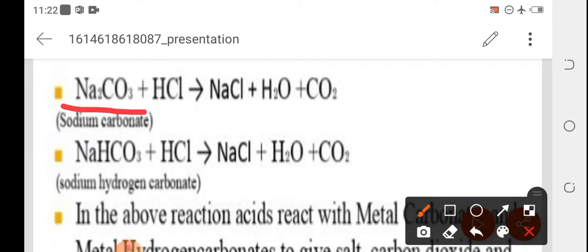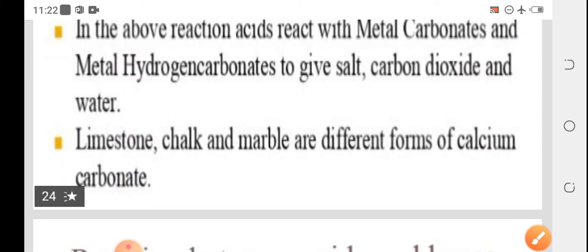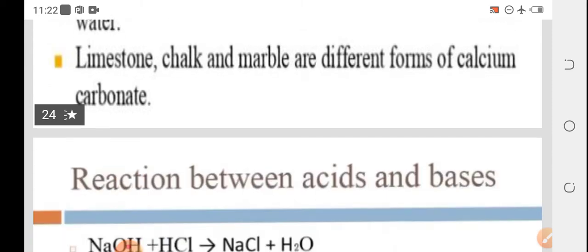Metal carbonate and acid give sodium chloride, water and CO2 gas. Similarly, when the metal hydrogen carbonate reacts with hydrochloric acid, it forms NaCl, H2O and CO2. So in both cases, it produces CO2 and salt along with water. A few examples like limestone, chalk and marble are different forms of calcium carbonate.